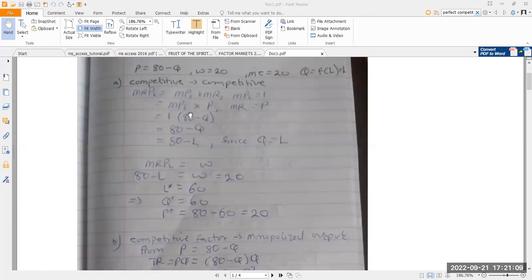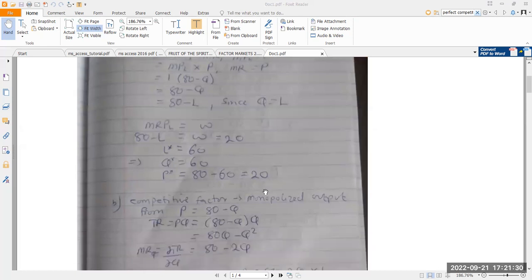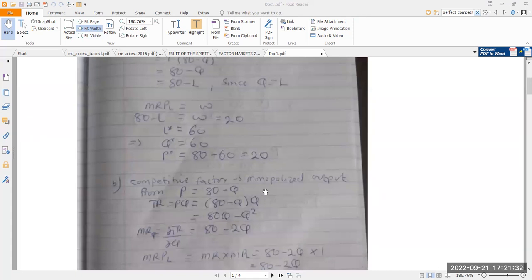So under competitive conditions for both input and the output market, we'll hire 60 units of labor, produce 60 units of output, and then we'll pay 20 units for labor, and then price will also be 20 units. So this is the first scenario where both markets are competitive.